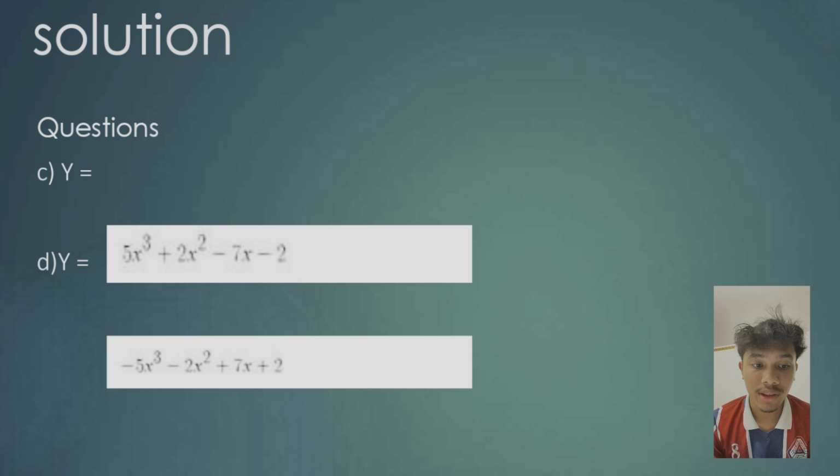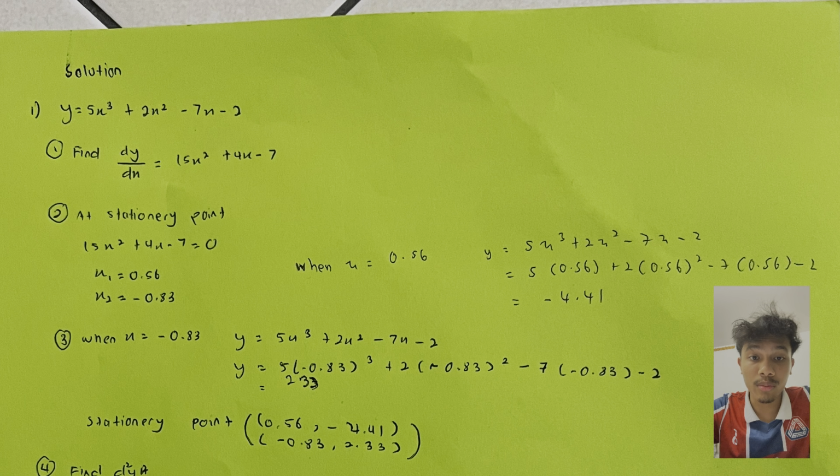Today my role is to do a solution, and my responsibility is to make everyone understand the solution that I made. Okay, my first question is y equal to 5x cubed plus 2x squared minus 7x minus 2. The first thing you must do is find dy over dx.